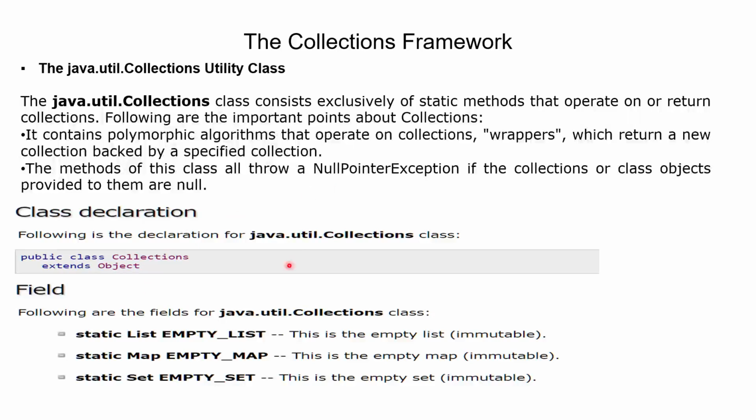And if we look here at the class declaration, the following is the declaration for the Java util collections. So you can see here the declaration for a class that extends object, and the following are fields for the collection. So here the static list, empty list. This is the empty list that is immutable. The static map, empty map. This is again the empty map, and that is immutable. And then we have the static set, empty set, and this is the empty set, which is also immutable.